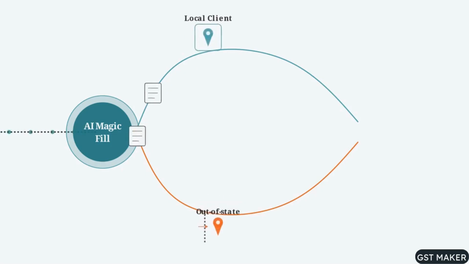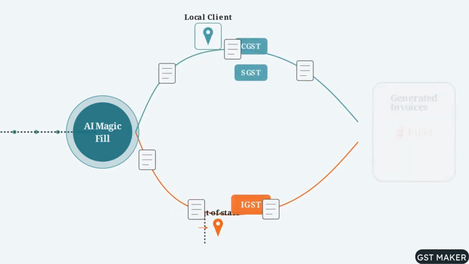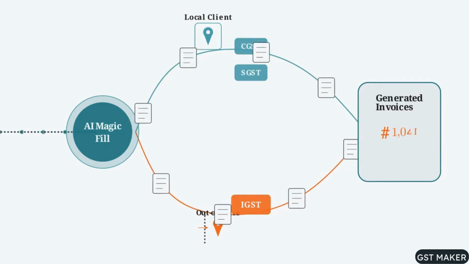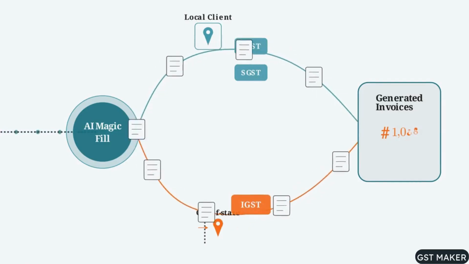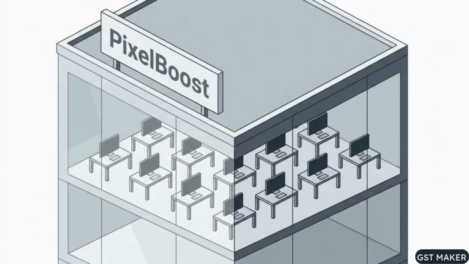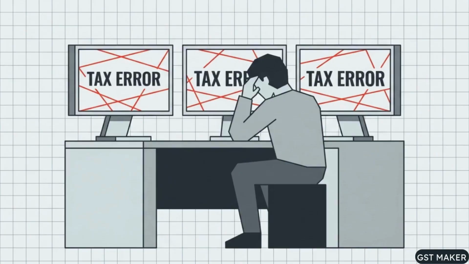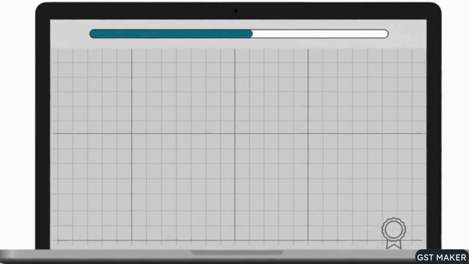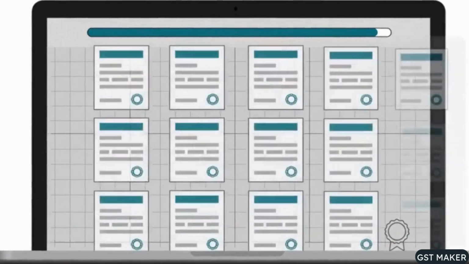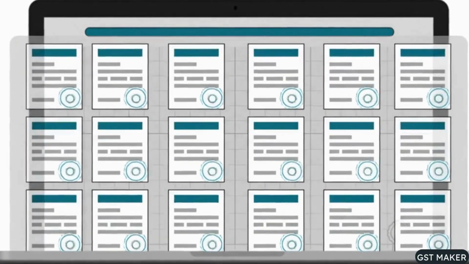The system routes local clients into a split CGST and SGST calculation, and out-of-state clients to IGST, automatically applying the next invoice number. Consider Pixel Boost, a Mumbai-based agency managing 12 retainers. They used to spend 3 hours every month untangling tax math for clients scattered across Maharashtra, Delhi, and Bengaluru. Now the software triggers on the first of the month. It generates all 12 invoices simultaneously, applying the correct state-specific tax codes for every client.